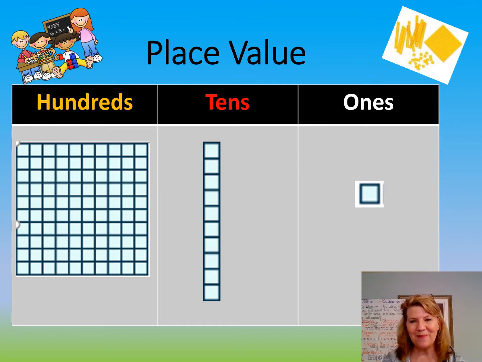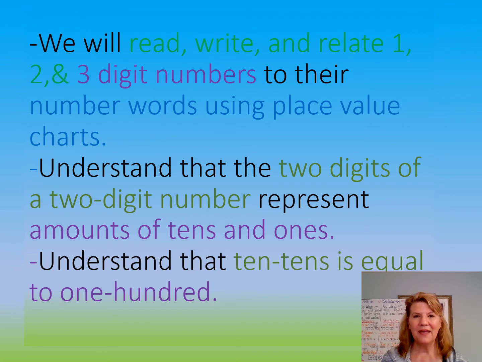Today we're going to learn about place value. Today we will read, write, and relate 1, 2, and 3-digit numbers to their number words using place value charts. We'll understand that the 2 digits of a 2-digit number represent amounts of tens and ones. We'll understand that 10 tens is equal to 100.